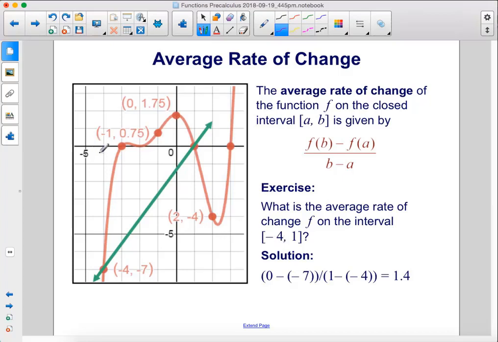At -4, we're down here at this point, and at 1, we're up here at this point. So we want to know the slope of this green line. So this is our point B, and this is our point A. f of B is 0, so we have 0 minus f of A, which is -7. So 0 minus -7 gives us +7, divided by B, which is the x value, 1, minus A, which is the x value, -4. 1 minus -4 gives us 5. So 7 divided by 5 gives us 1.4.